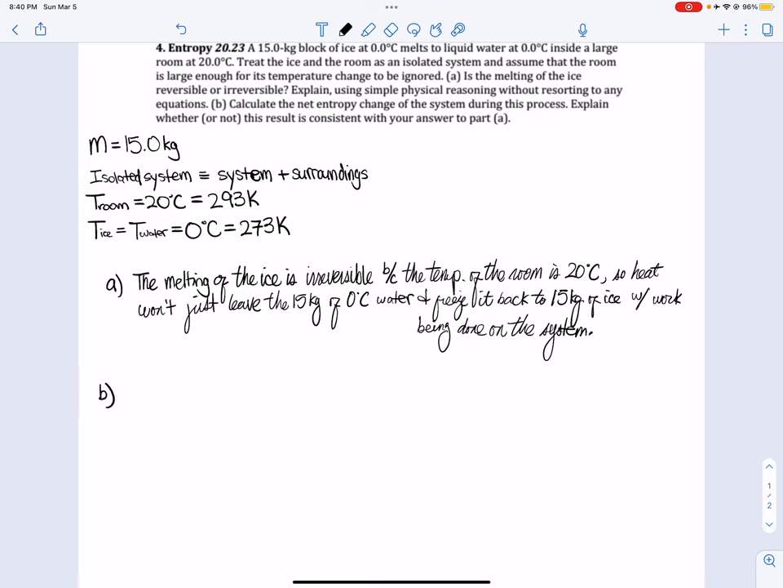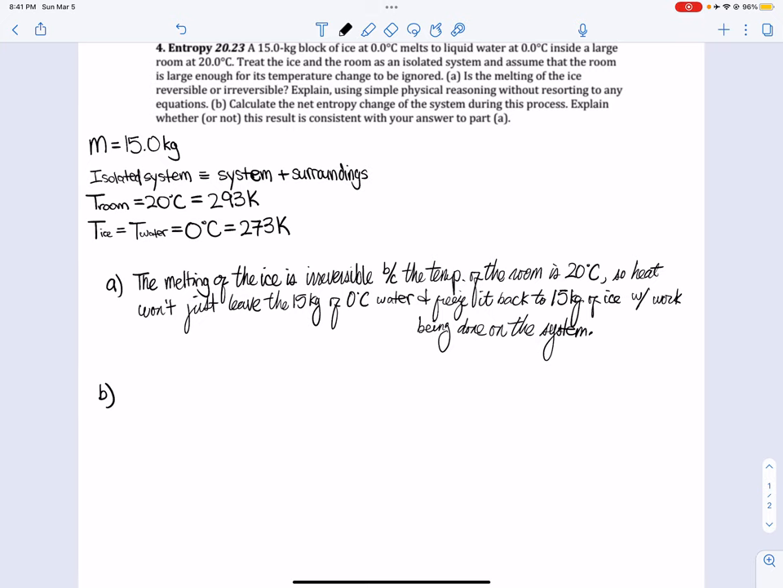For part B, calculate the net entropy change of the system during this process and explain whether or not the answer you get for the net entropy change is consistent with your answer to part A. Real quick before we do that, a reversible process occurs with zero entropy change, right? Since the entropy change of the system is matched equally by the opposite entropy change of the surroundings, it cancels out. So the net entropy change is going to be zero for a reversible process.